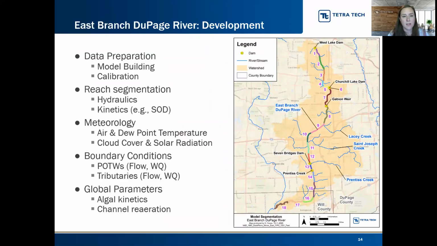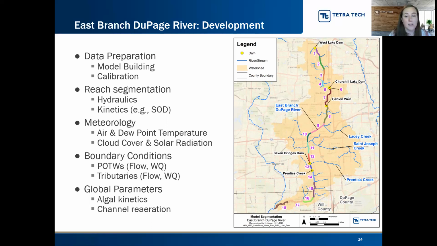Okay, so model development for the East Branch. First, we did our data preparation. That's looking at all of the existing models that we could get our hands on, and then creating these segments of the main stem to represent different hydrologic conditions.